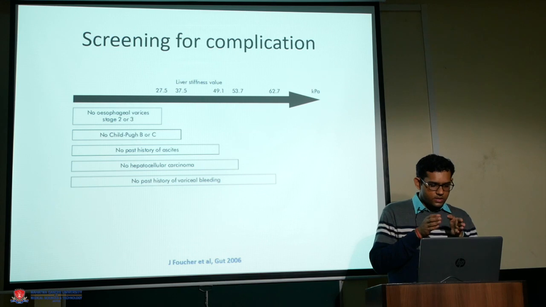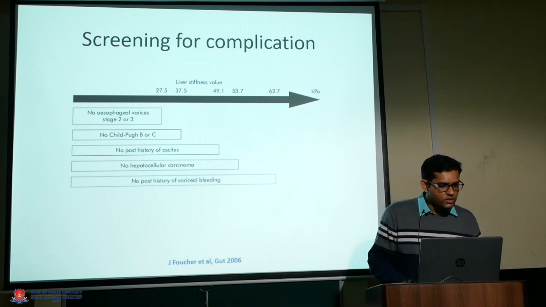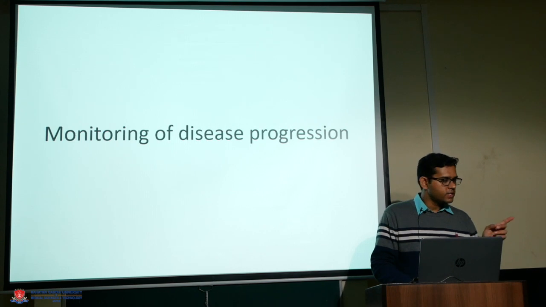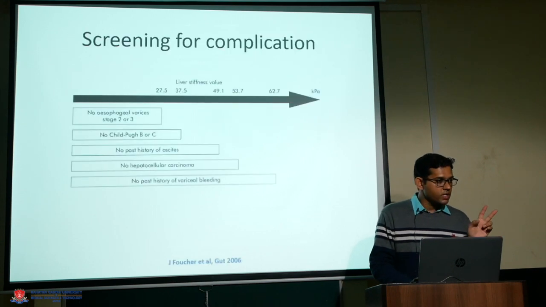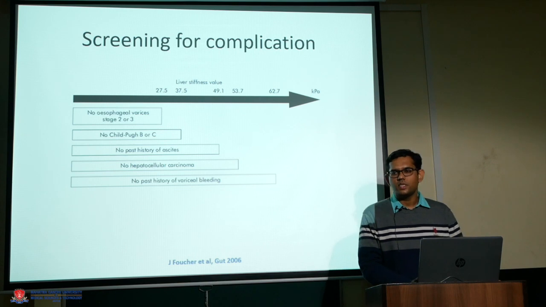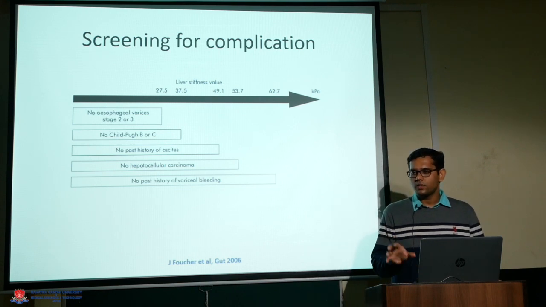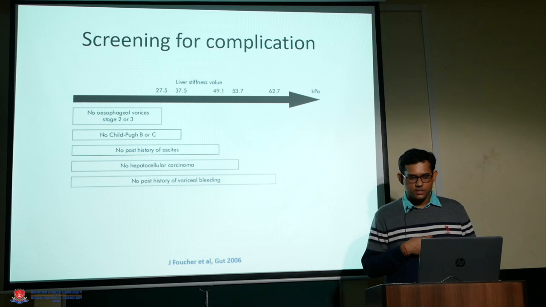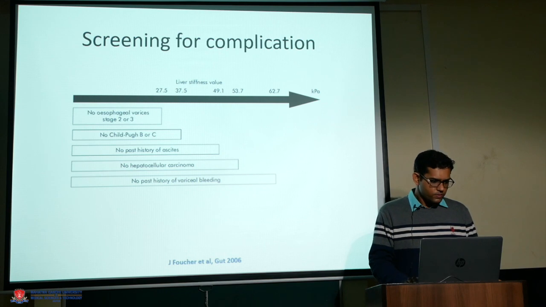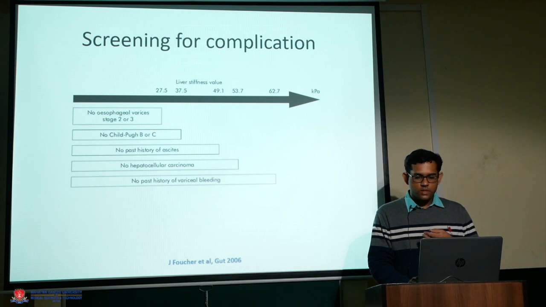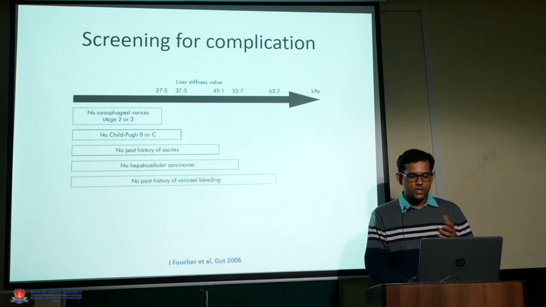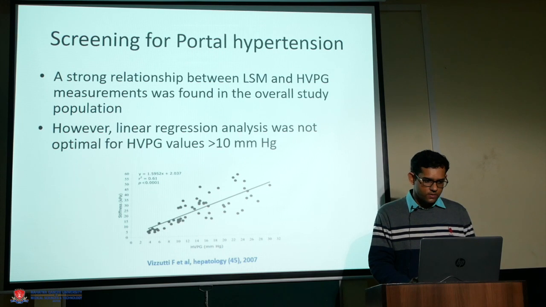Now, this investigation, transient elastography, is used firstly for monitoring disease progression, and secondly to screen for complications. There have been several studies in which people have correlated liver stiffness with the presence of esophageal varices and several other things, even the HVPG. Similarly, complications like Child staging, the presence of esophageal varices, history of ascites, and history of variceal bleeding have all been correlated with transient elastography values in several studies.